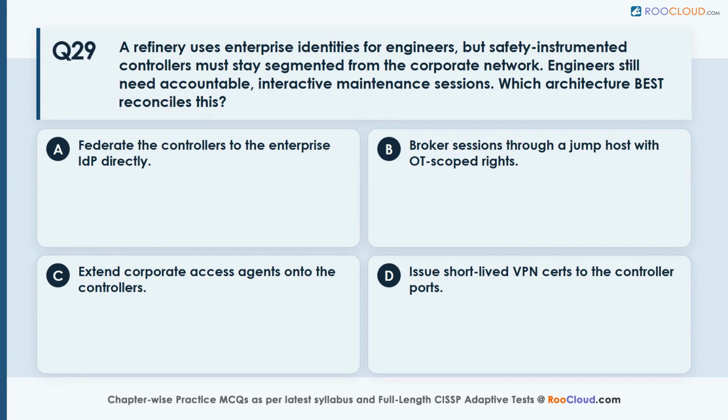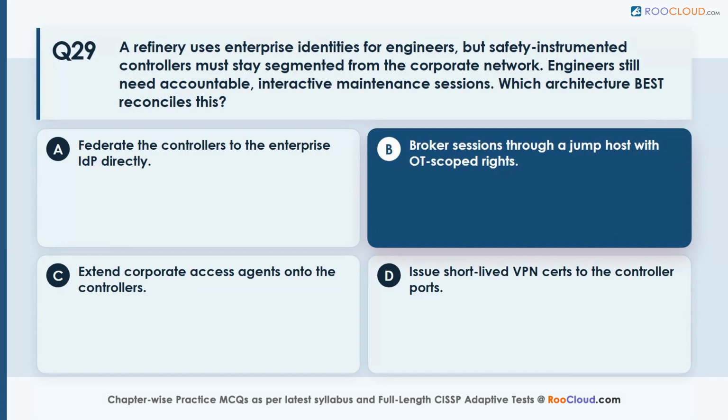The wrong answers all quietly dissolve that boundary. Option A federates the controllers straight to the enterprise identity provider. That wires the safety network to corporate. Option C extends corporate access agents onto the controllers. That pushes enterprise software into the segmented zone. Option D issues short-lived VPN certificates to the management ports. That is direct connectivity by another name.